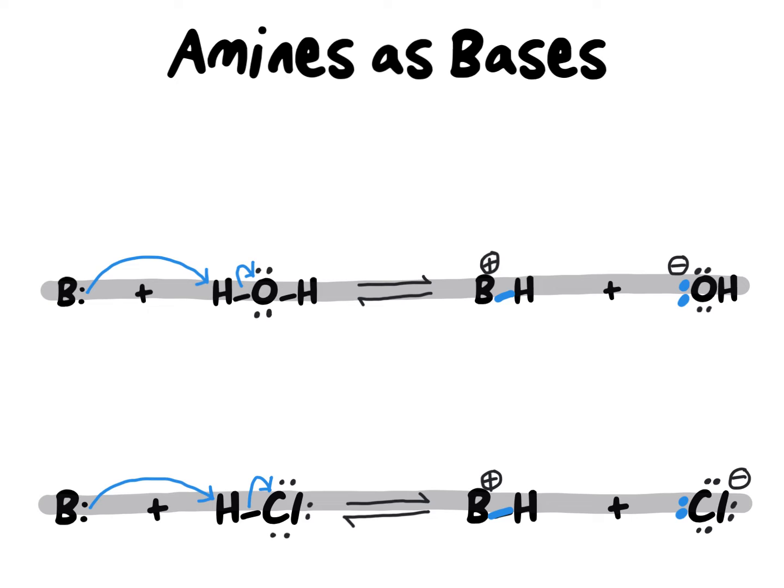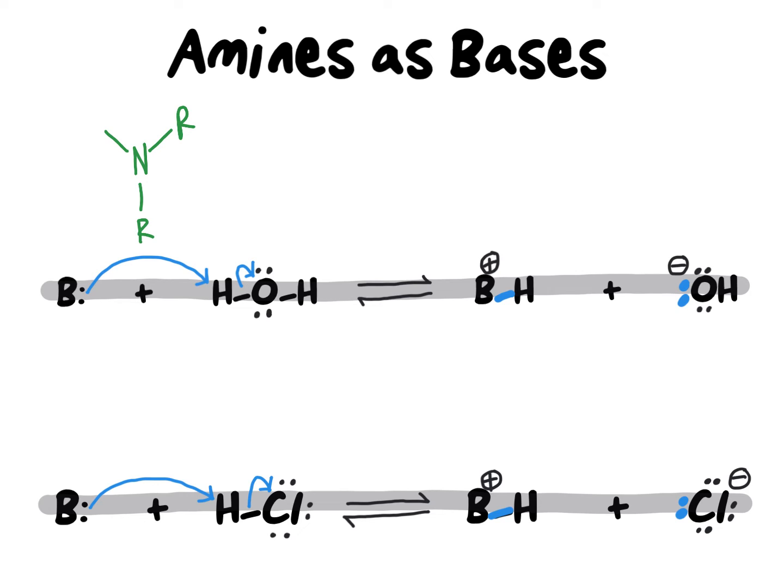So here I have redrawn the reactions that we saw just a moment ago, with B representing our base reacting with our acid, being water or HCl, to give the conjugate acid and conjugate base products. We can fill in these generic placeholders, rather than using B, with an amine. Let's take a look. I'll fill in my generic amine as N with 3 R groups bonded.